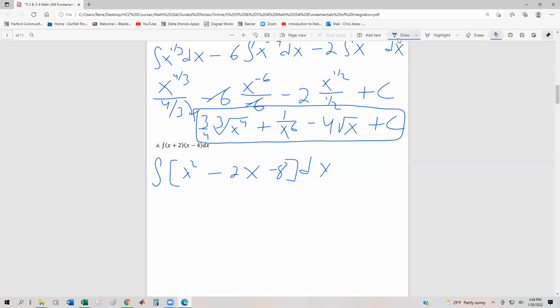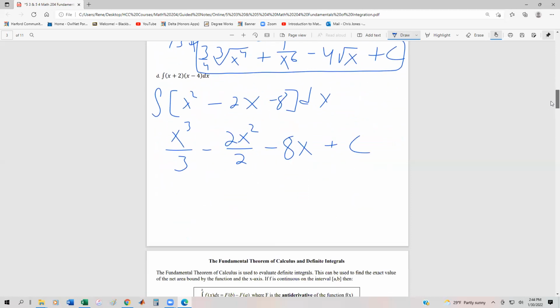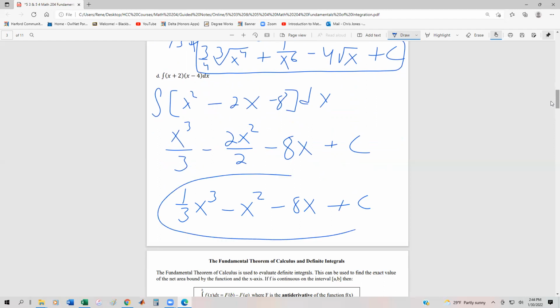Okay, and now we can just integrate term by term. Antiderivative of x squared is going to be x cubed over 3. We're going to add 1, divide by 3. Antiderivative of a constant, we just stick an x at the end of it. And then finally, we have our constant of integration c. If we were to simplify this just a little bit, we could rewrite this as 1/3 x cubed minus x squared minus 8x plus c. Again, it may be beneficial for you to take the derivative of this solution to make sure that you can get back to the original integrand.